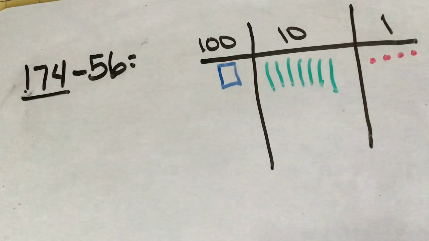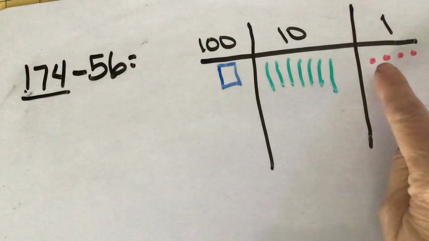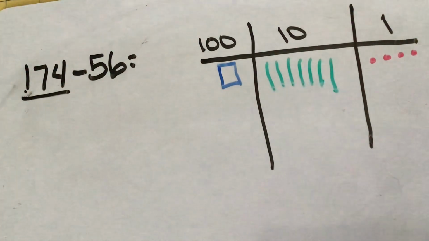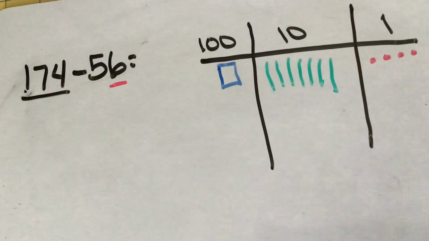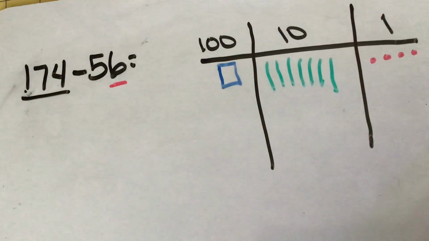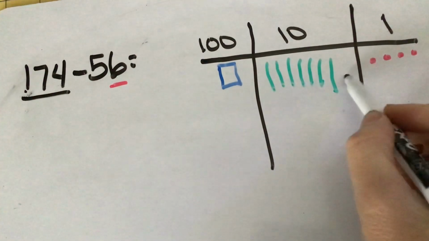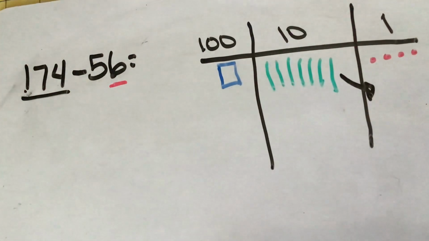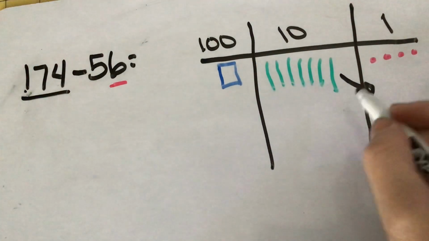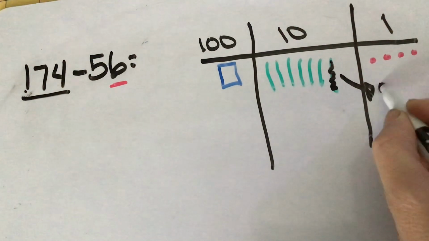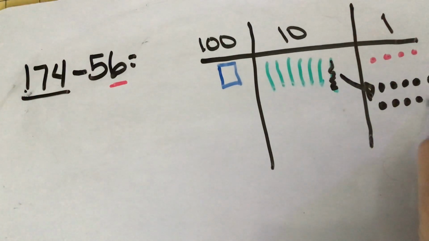We always start with our ones. So I'm going to look at my ones. I've got 1, 2, 3, 4. But I need to take away 6 ones. I don't have enough to do it. So I'm going to go to my tens. I'm going to look at this 10 stick. And I'm going to decompose it. Now we know that to make a 10 stick, we have to have 10 ones. So I can break this 10 stick into 1, 2, 3, 4, 5, 6, 7, 8, 9, 10.